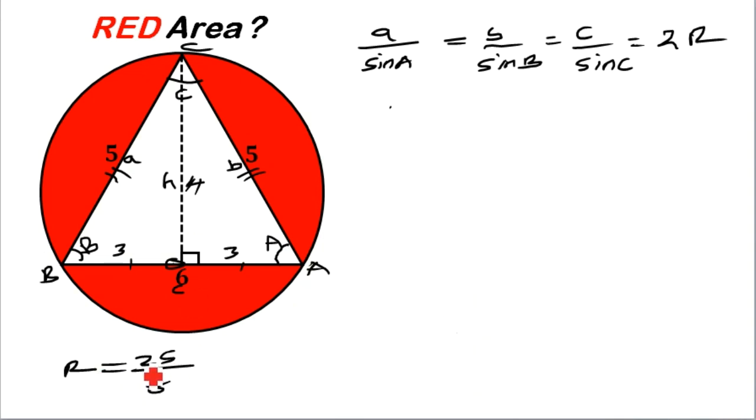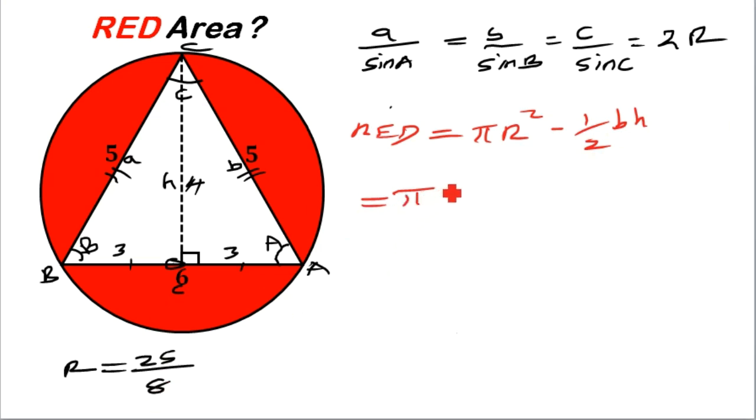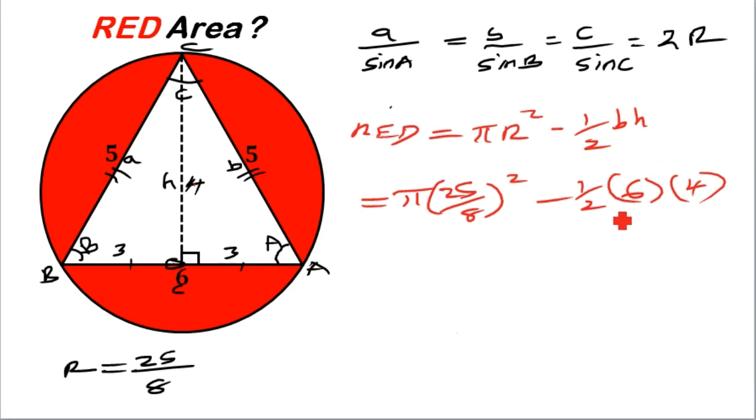Now, having found the radius to be 25 over 8, how do we get the red area? The red area is very simple. It is the area of the circle, which is pi r squared, minus the area of the triangle, which is a half base times height. So that is pi times 25 over 8 squared, minus a half base times height. The base is from B to A, which is 6. Then the height h we found to be 4.